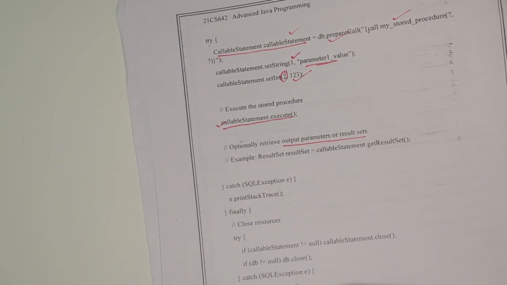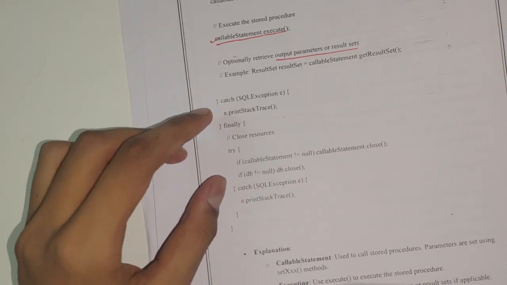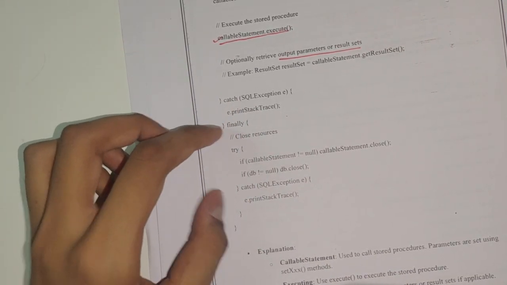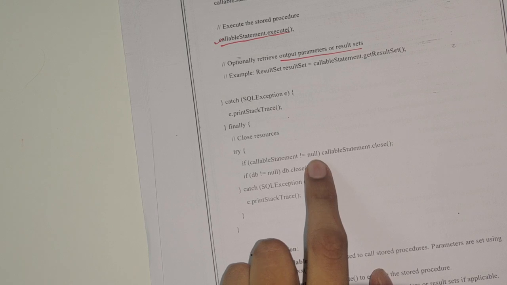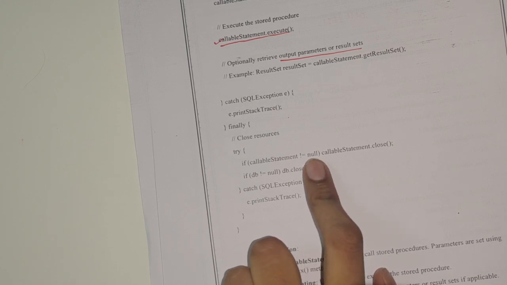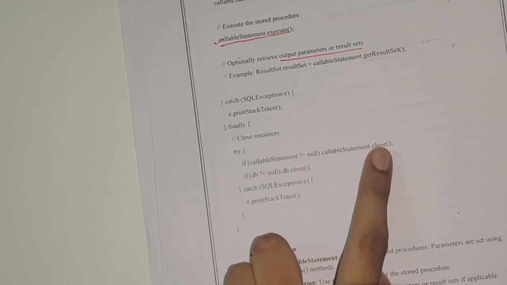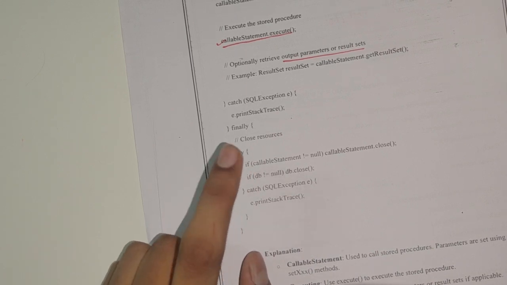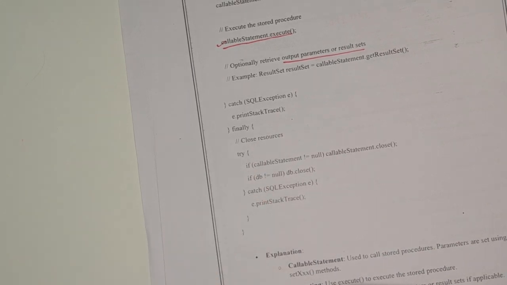So catch SQLException e.printStackTrace. Again, this try catch block is used: if callableStatement is not equal to null, that means if for the particular query I'm not getting any kind of result, again close it. Then if the database connection is not equal to null, that means if the database connection is there, just close the connection because I have already done my work. Then again if any error occurs, throw an exception block.